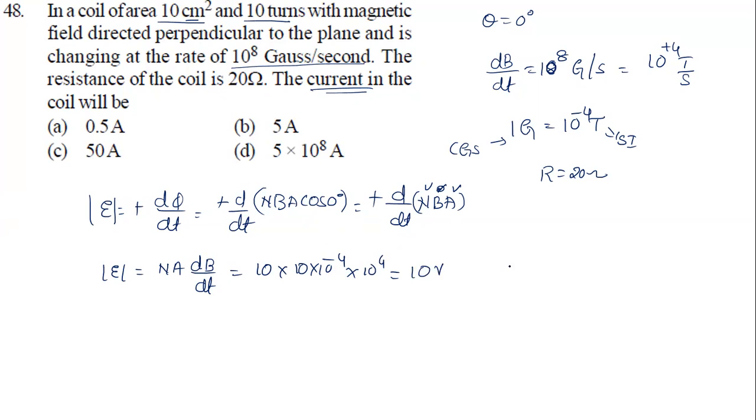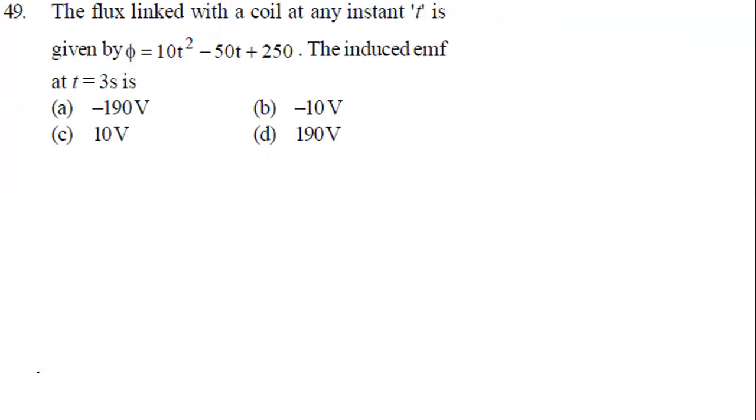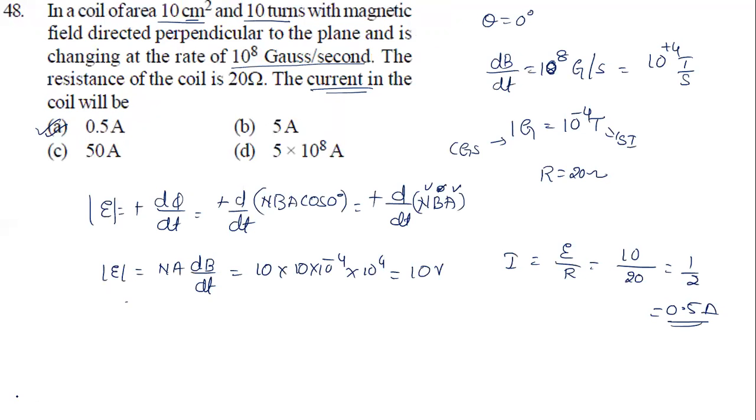Now I need to find the current. Current equals EMF by resistance. EMF we got is 10 volt, resistance is 20, so it will be 1 by 2, which means 0.5 ampere. So A option is the right answer. Okay, so next question. Let us go for the next question. So this question is clear to all of you.